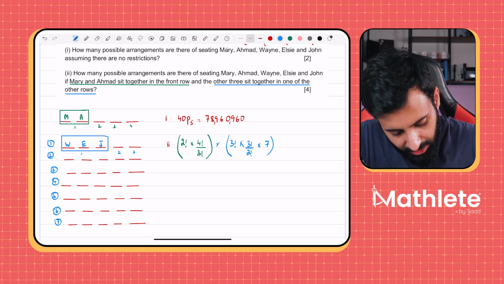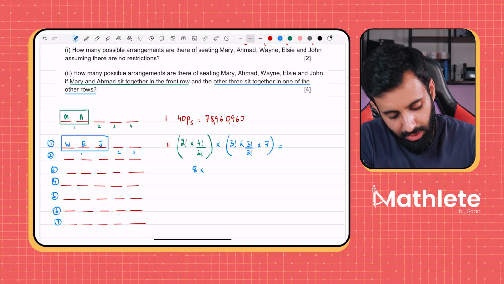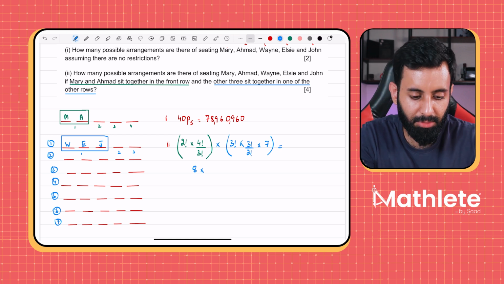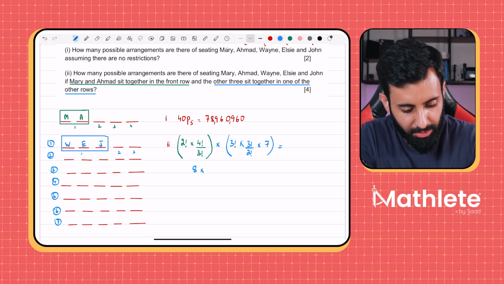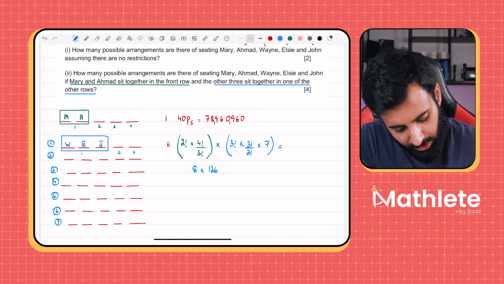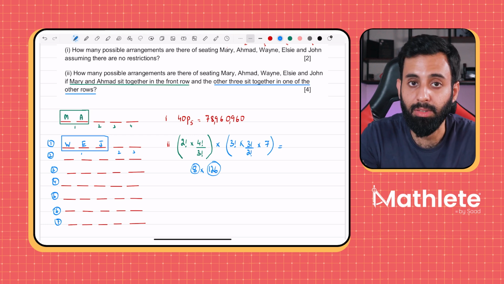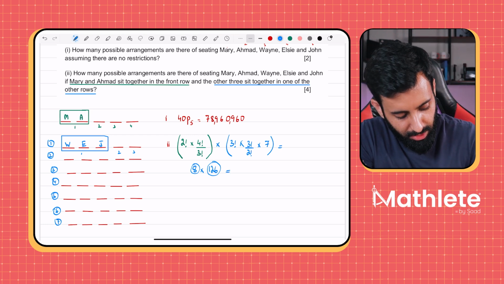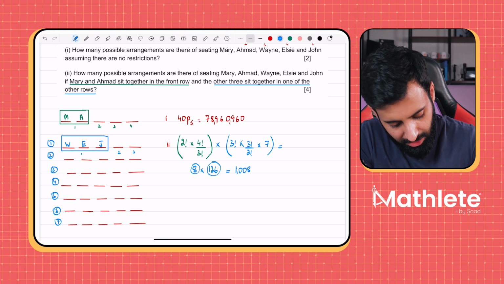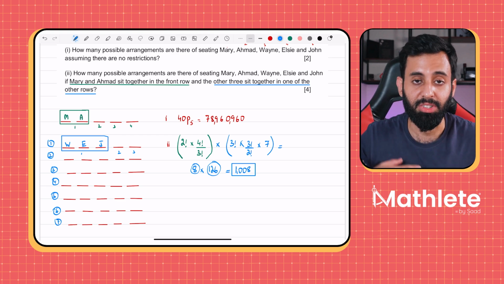So altogether, let's find out how many number of ways they can arrange themselves. 2 factorial multiplied by 4 factorial divided by 3 factorial is as good as 8. Then 3 factorial multiplied by 3 factorial divided by 2 factorial is as good as 3 factorial multiplied by 3. So let's do that: 3 factorial multiplied by 3 multiplied by 7. That's 126. So 8 is the number of ways that Mary and Ahmed can sit together. 126 are the number of ways the 3 remaining people, Wayne, Elsie, and John, can sit together in any one of the remaining 7 rows. If we multiply this by 8, we get 1008. So there are 1008 different ways in which this restriction can be fulfilled.